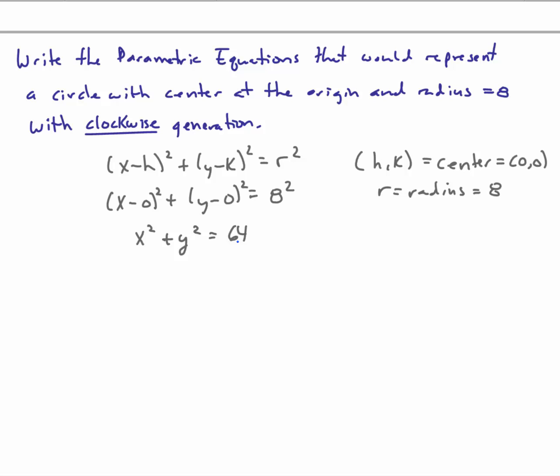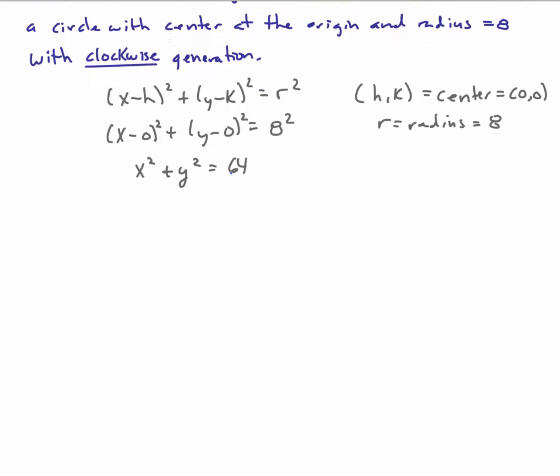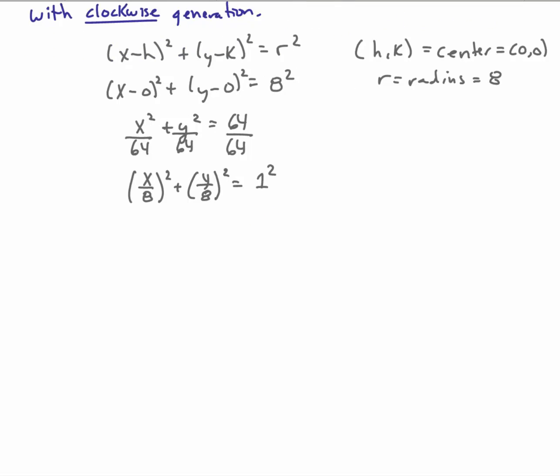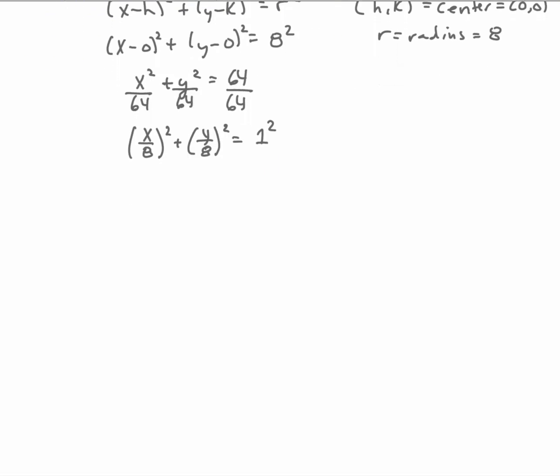Now I want to get this in terms of x's and y's. So what I'm going to do is divide through by 64. And then I have my x's and y's, so I have x over 8 quantity squared plus y over 8 quantity squared equals 1 squared. 64 divided by 64 is 1. And I'm just going to rewrite that as 1 squared just so we see that that's radius squared.